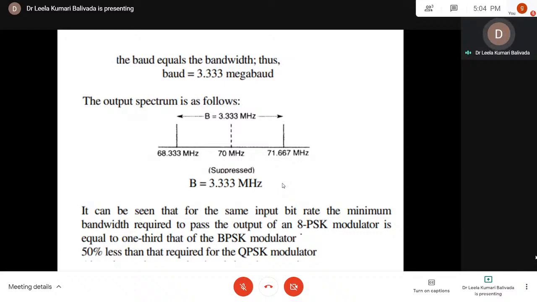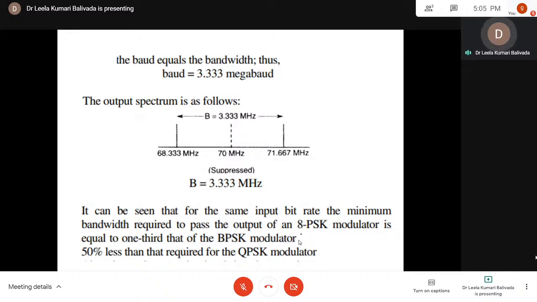And if you see the output spectrum, this is the upper sideband frequency, 71.667 MHz, the carrier frequency is 70 MHz, and the lower sideband frequency is 68.333 MHz. Therefore, the Nyquist bandwidth is the difference between these two, 3.333 MHz. So it can be seen that for the same input bit rate, the minimum bandwidth required to pass the output of an 8PSK modulator is 1/3 that of the BPSK modulator, since in BPSK it is 10 MHz and in 8PSK it is 3.333 MHz. It is also less than that required for the QPSK modulator, since in QPSK it is 5 MHz.